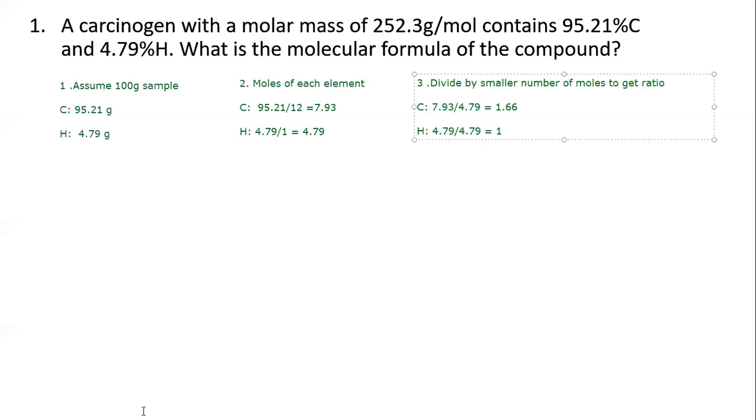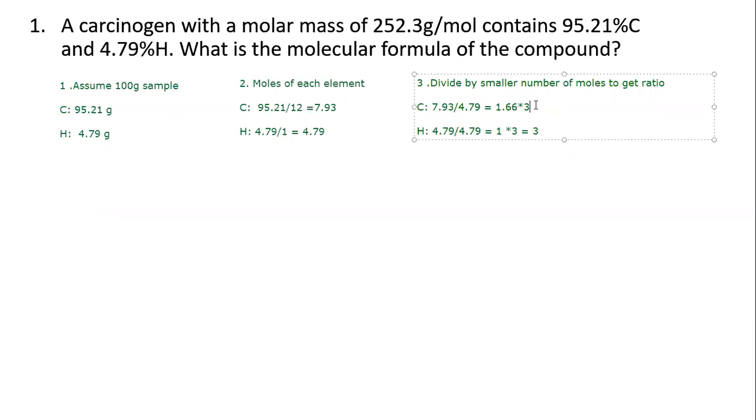Now you can't round this to 2. It's too far from 2 to round. So whenever you have a decimal like this, you have to multiply it by something to get rid of the decimal. For example, if it was a half, you would multiply by 2. If it was a quarter, you would multiply by 4. Here it's 2/3. So we would multiply by 3. But you have to multiply both of them by 3.